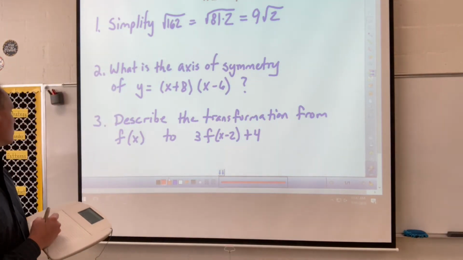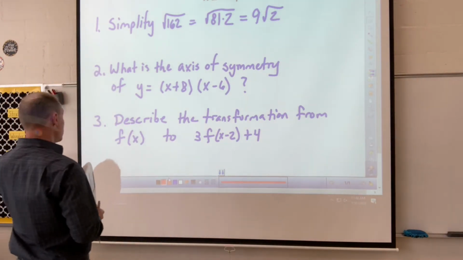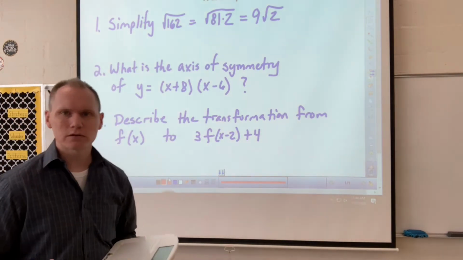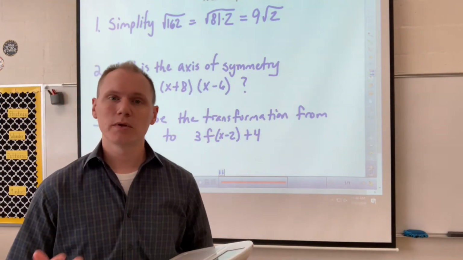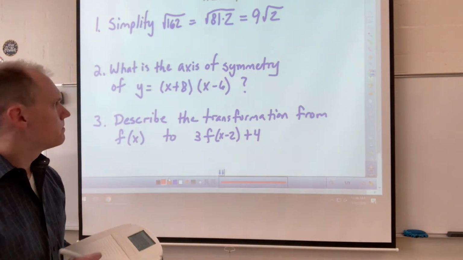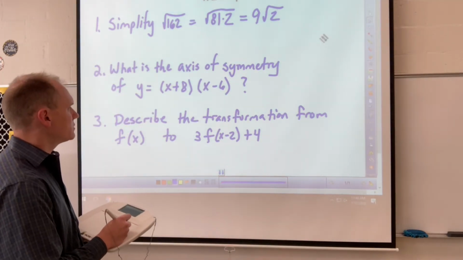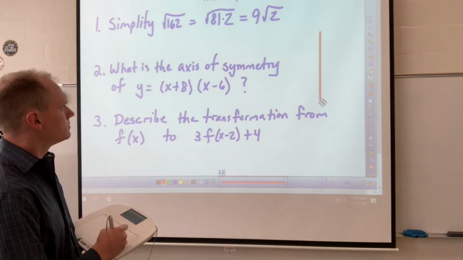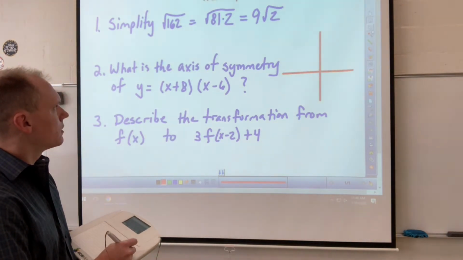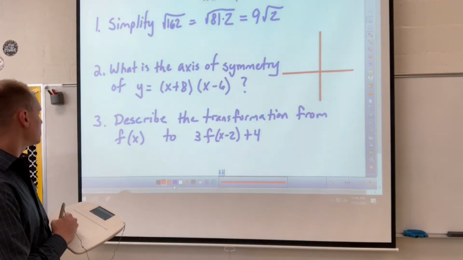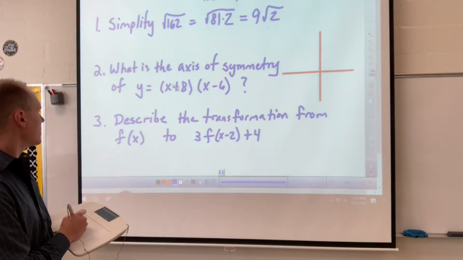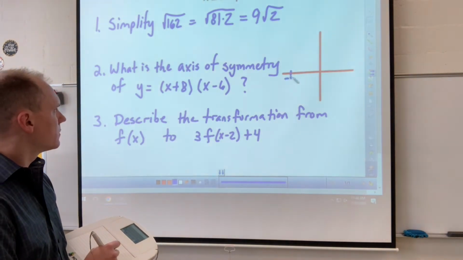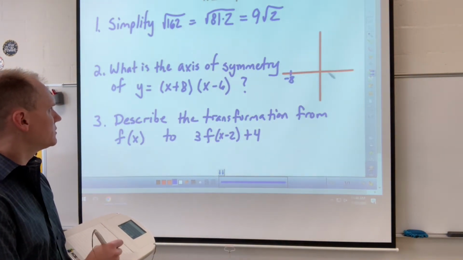Number 2, what is the axis of symmetry of y equals x plus 8 times x minus 6? This is factored form. If we had vertex form, it'd be a little bit easier, but we can still do it. So if we think about the graph of this, let's see, one of the x-intercepts is going to be negative 8, right, because that makes that 0. So negative 8 right here. And then positive 6 makes that 0.